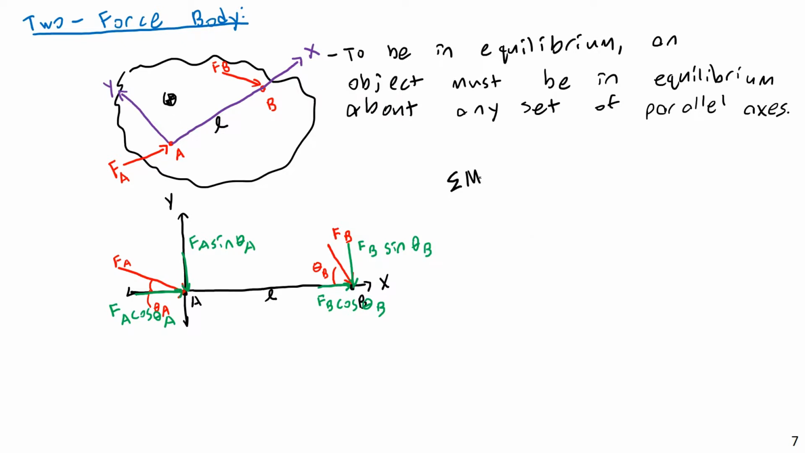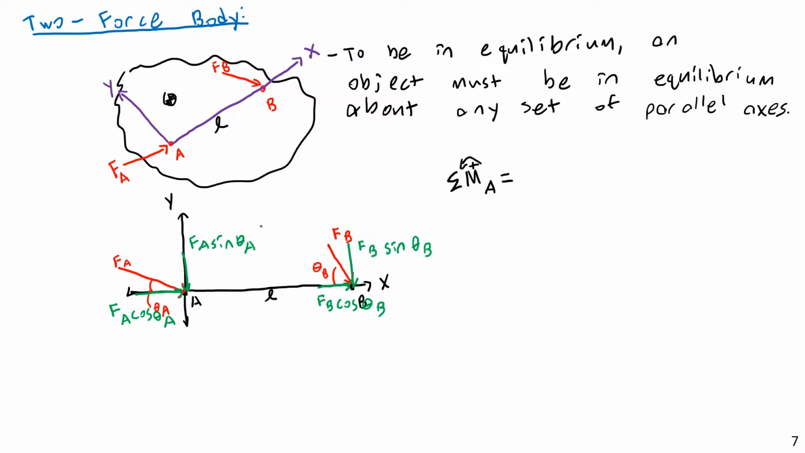So let's do a summation of moments about point A and see what kind of moments are applied to this. And if this thing is going to be in equilibrium, as we saw in the first video of this lecture, it must be in equilibrium for both translation and rotation. So it must be in equilibrium for both forces and for moments. So the moments produced by all the forces at any point must sum to 0. And I'm going to look at point A right now, and let's consider the moments about point A.